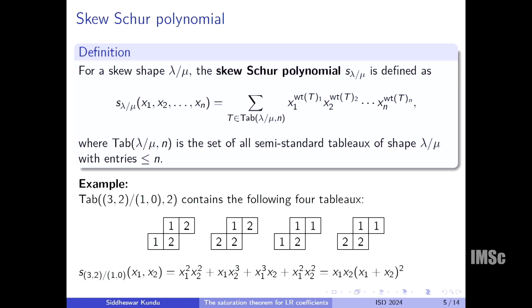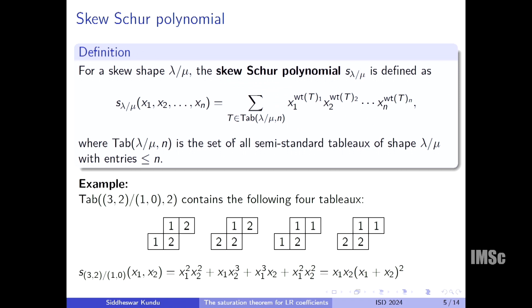The next thing is a skew-Schur polynomial. For a given skew shape lambda/mu, the skew-Schur polynomial is defined as the summation over all T belonging to Tab(lambda/mu, n) of x1 power number of 1s in T, x2 power number of 2s in T, and xn power number of n's in T, where Tab(lambda/mu, n) is the set of all semi-standard tableaux of shape lambda/mu with entries less than or equal to n.